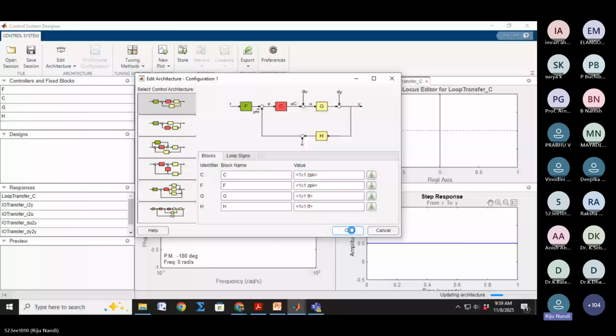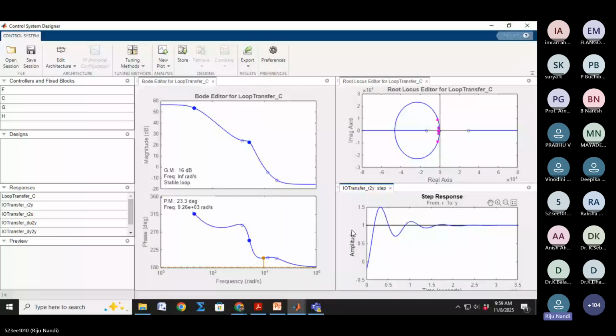You can see that all the step response, Bode plot, and root locus have come. Now you have to tune this SISO tool. You have to figure out whether to set it low or high. You have to get low overshoot, and the rise time also has to be fast.